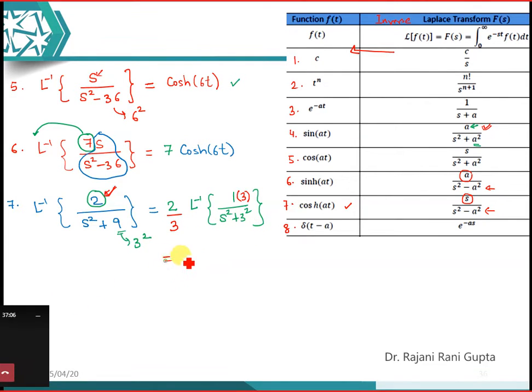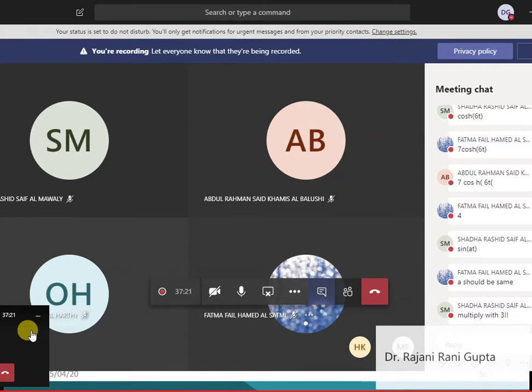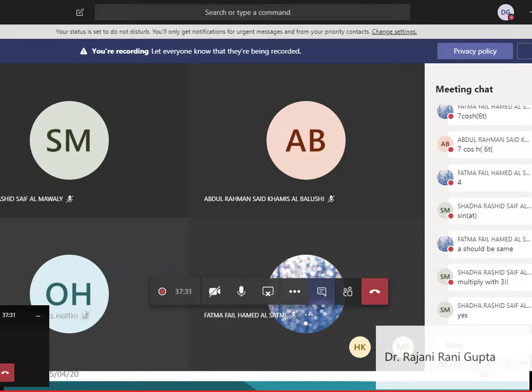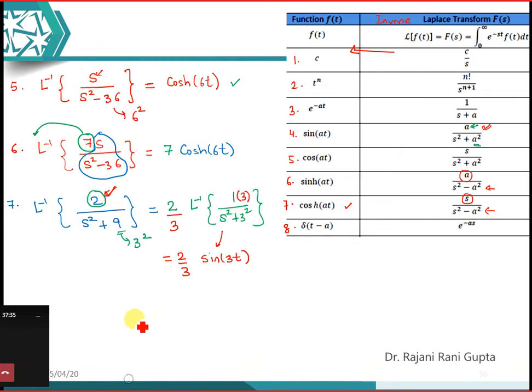So now we can write it as 2 by 3, and for this term we can write sine of 3t. So our target is to convert it into a form so that the rule is applicable. Clear? Okay. So let's move to the next question.